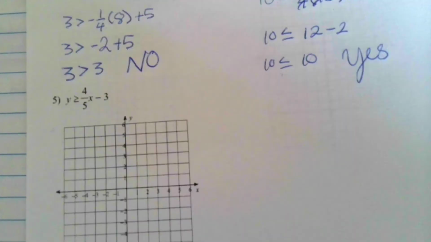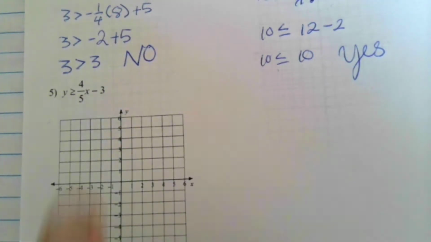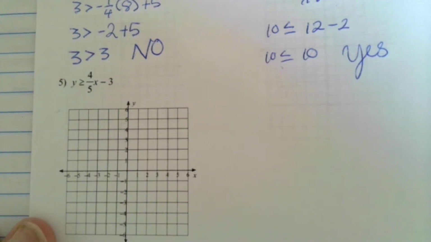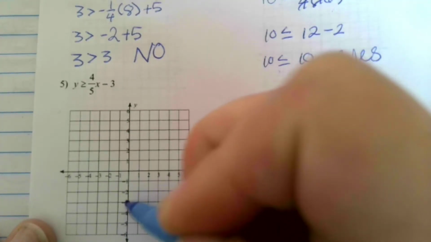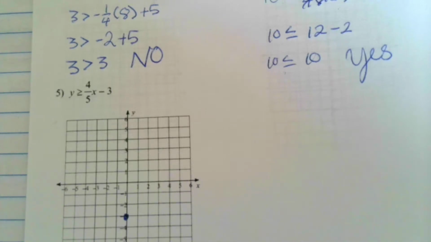All right, guys. Hey, y'all, focus up. What do we know about this graph? Tell me anything you know about this equation. Does anybody know what the y-intercept is? Negative three. Put a dot on negative three. Is this a solid or a dashed line? It's a solid. How do you know? Because it's got the equal to. Perfect. So let's go ahead.